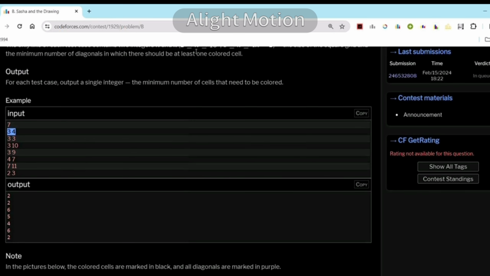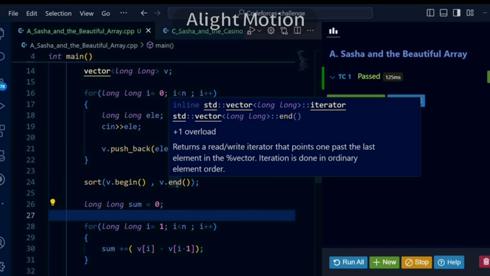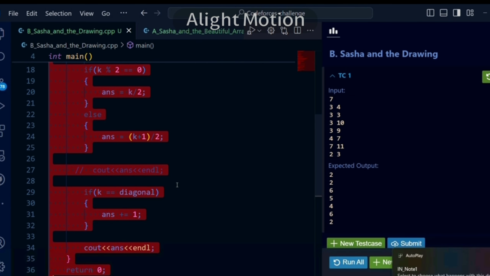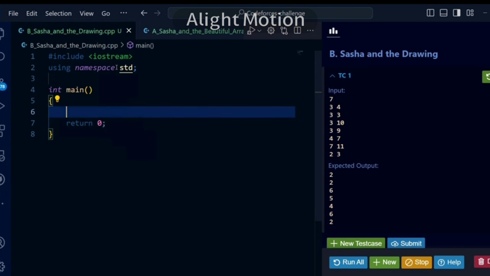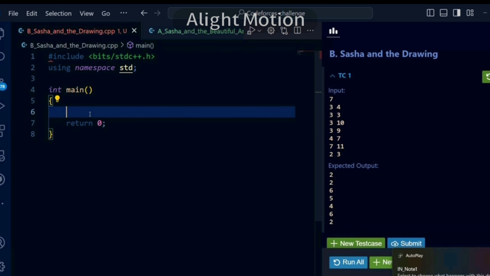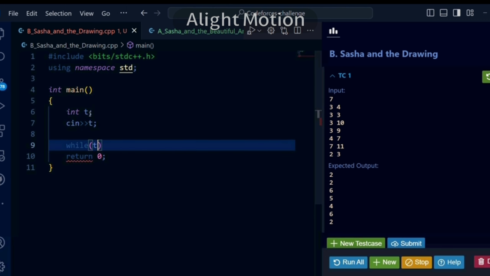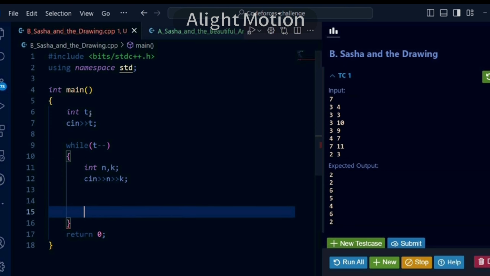So how can I code this problem? First of all, let me add this to my VS Code. I did code it already, let me code it again. Okay, so how can I do that? First of all, let me include the bits library, bits/stdc++.h. Now int t; cin t; while t minus minus, int n and k, right? I will take input of these.